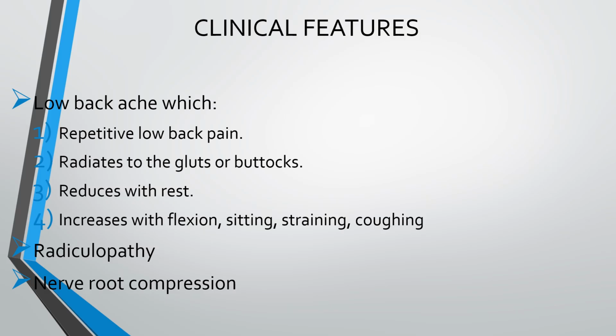Then it increases with flexion, that is forward bending, sitting, straining, and coughing. Increase in the intra-abdominal pressure will provoke the low back pain that comes with the lumbar disc herniation. Then we have radiculopathy. Radiculopathy simply means pain that radiates to the lower limbs. Then nerve root compression.